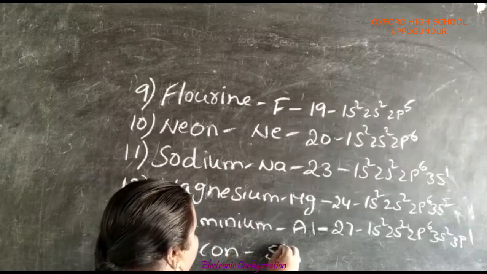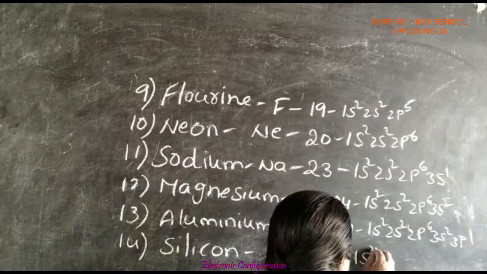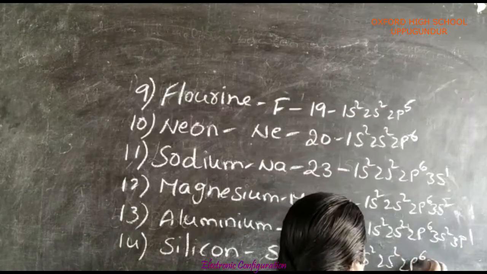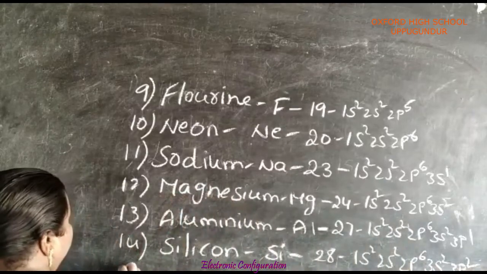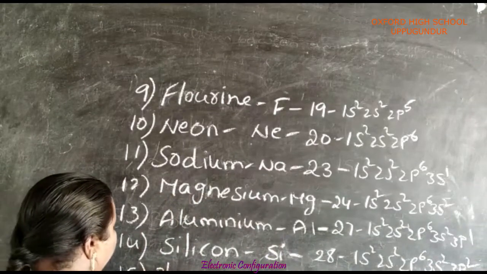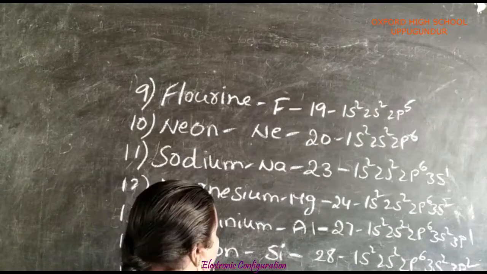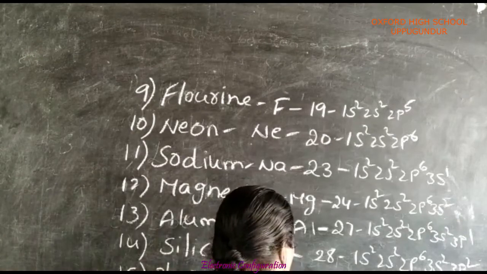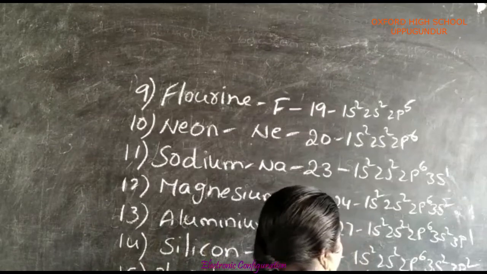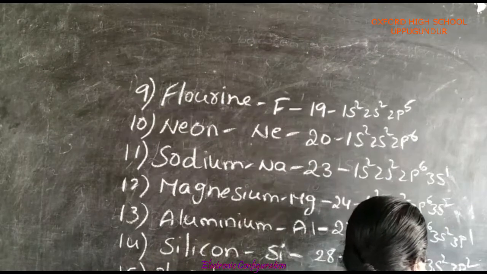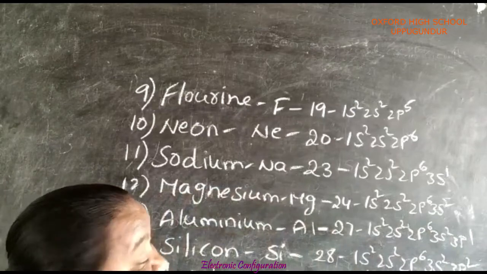Silicon, Si. 3p2. Next, phosphorus, P. 31. 1s2, 2s2, 2p6, 3s2, 3p3.